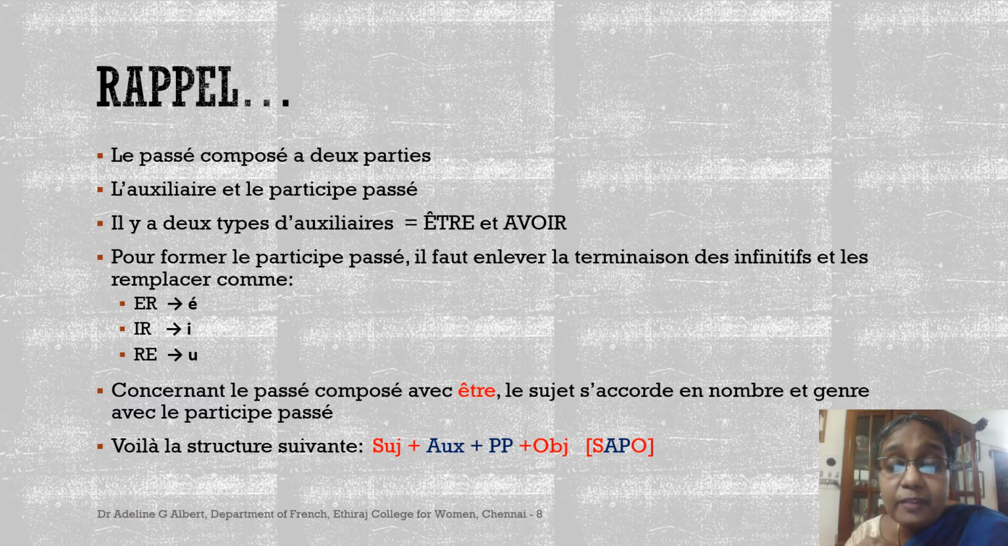And therefore now you have a new structure. You have subject, you have auxiliary, past participle, and you have your object. So your present tense structure from last semester was only your subject, followed by your verb, followed by your object. Now remember, your verb has 2 parts, your auxiliary and your past participle. Yes?